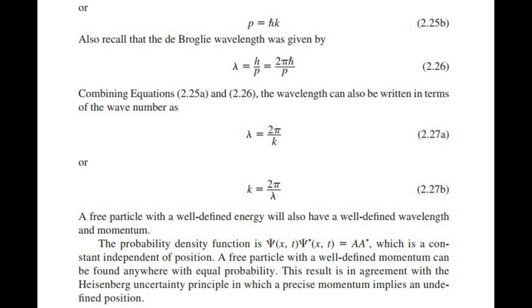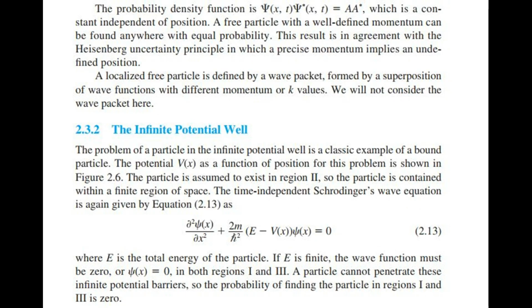The probability density function is |ψ(x,t)|² = A², which is a constant independent of position. A free particle with a well-defined momentum can be found anywhere with equal probability. This result is in agreement with the Heisenberg uncertainty principle, in which a precise momentum implies an undefined position. A localized free particle is defined by a wave packet, formed by a superposition of wave functions with different momentum or k values. We will not consider the wave packet here.